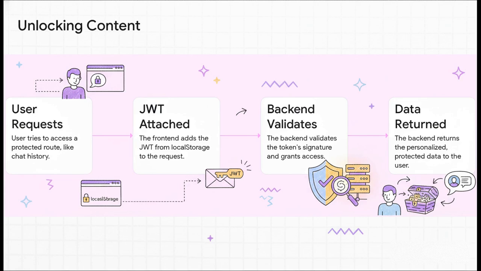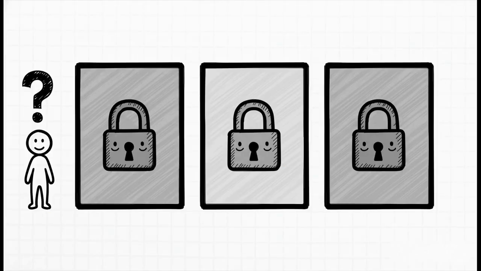When you try to access something secure, like your chat history, the front end automatically grabs the JWT from local storage. It then attaches it to the request in a special spot called a header. Think of it like clipping your ticket to a letter before you mail it. The backend's job is now super simple. It just checks the token's signature. If it's valid, you're in, and your personalized data gets sent right back. No password needed.